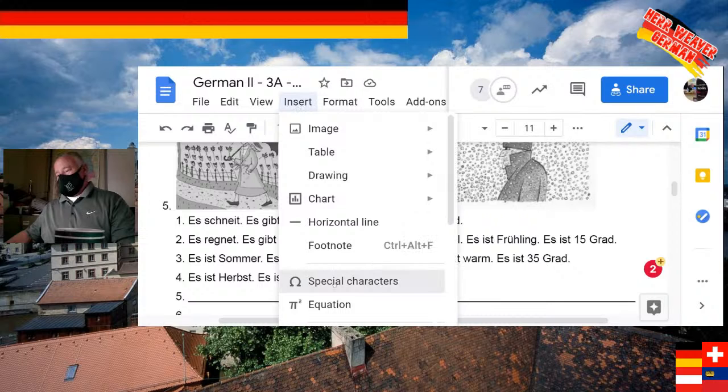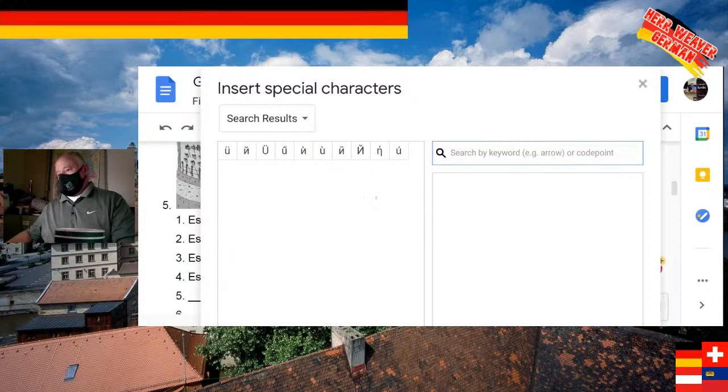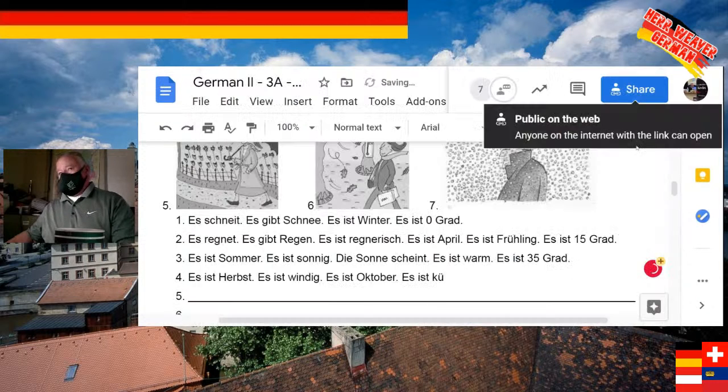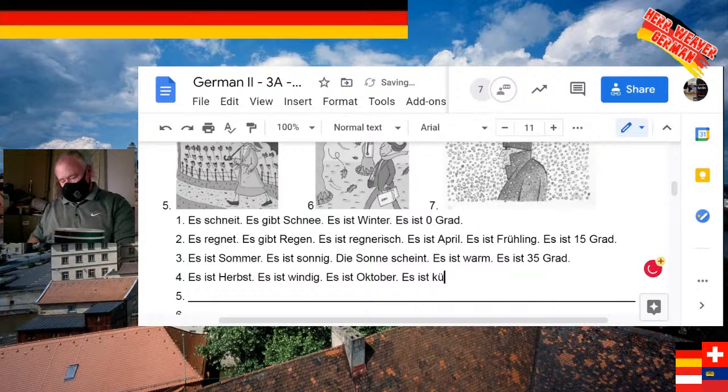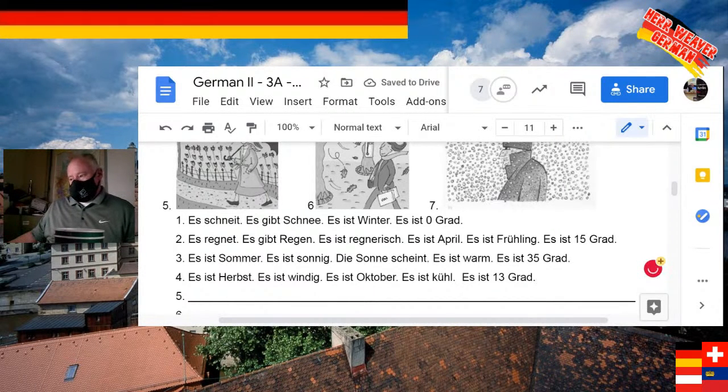You guys are getting a sense for this. So I'm going to put umlaut because kühl is spelled K, umlaut U-H-L. And then let's say es ist 13 Grad. Okay, so you only have 2 things, but here we have 5 sentences about that one picture.